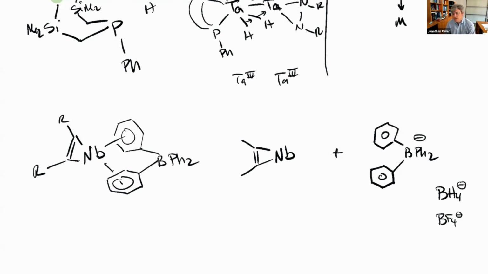So borohydride, tetrafluoroborate, anytime you see 4 bonds to boron, you should be thinking anion, unless something really wacky is happening or it's bridging in some way. You got to think about that formal charge out there. So tetraphenyl borate is a common anion that coordination chemists use. It's nice and stable and big and organic. So when you pull off tetraphenyl borate, you got to leave behind a positively charged niobium.